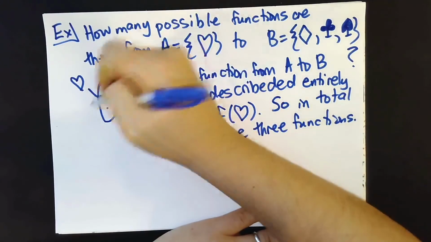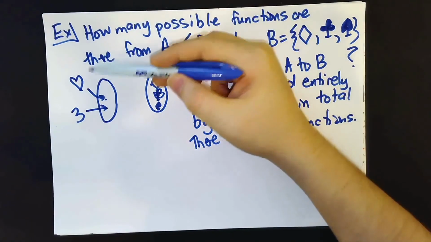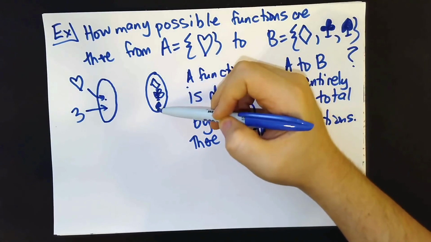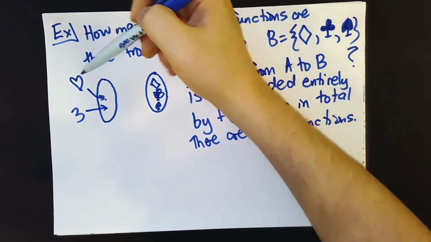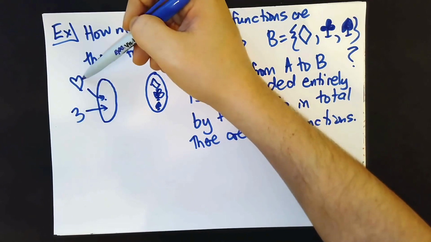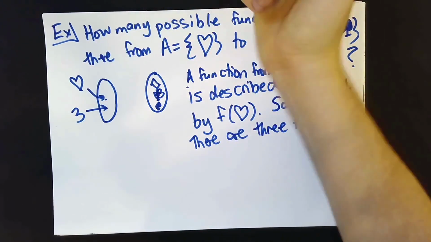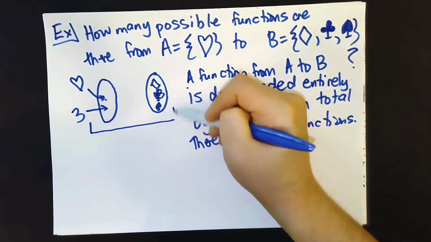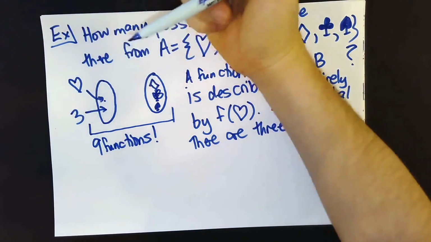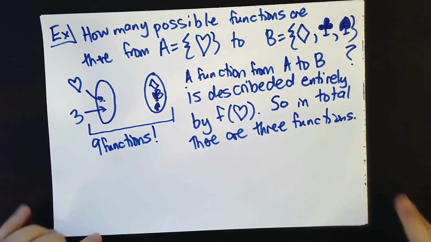Note this gets a little more complicated if instead there's two elements over here. Now, in order to describe a function from heart and 3 to diamond, club, spade, I would need to say where heart went and where 3 went. And there are three options for where heart would go, and also three options for where 3 would go. And so in fact, in this case, there would actually be 9 functions. 3 choices for heart, 3 choices for 3, and I could multiply the 3 and the 3, and that'll give me 9.